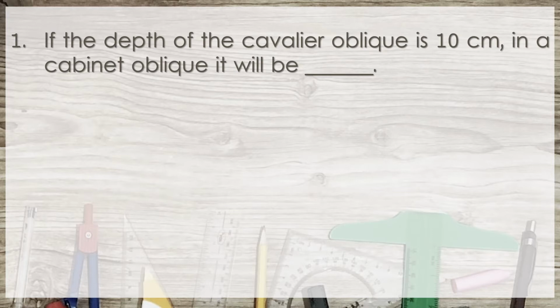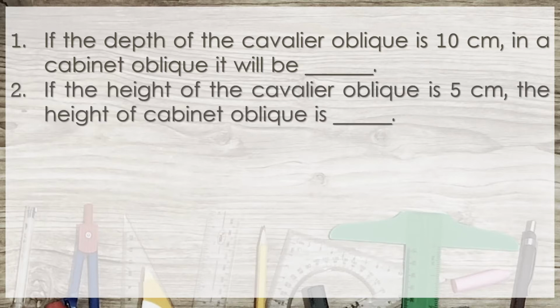Number 1. If the depth of the cavalier oblique is 10 centimeters, in a cabinet oblique it will be? What is the answer? Correct. Since cavalier oblique is drawn at its full depth, which is 10 centimeters, in a cabinet oblique it will be halved, which means that the depth in cabinet oblique will be 5 centimeters.